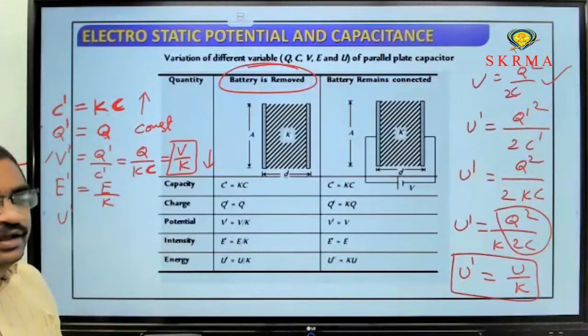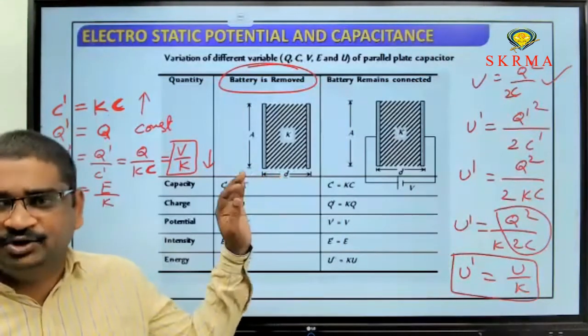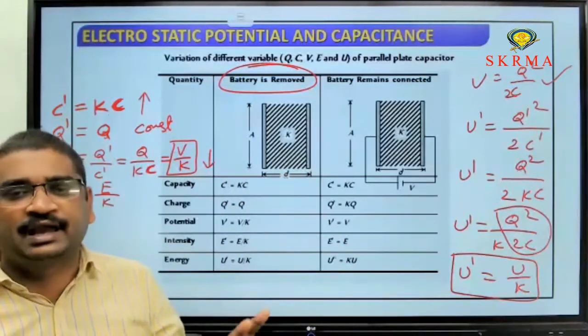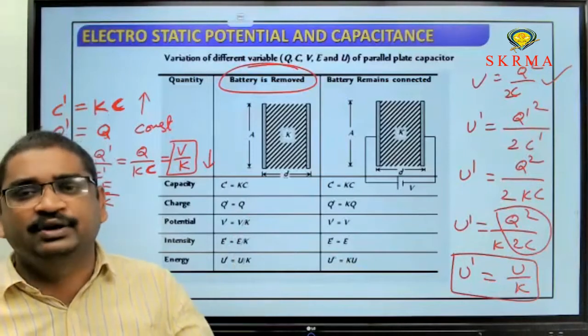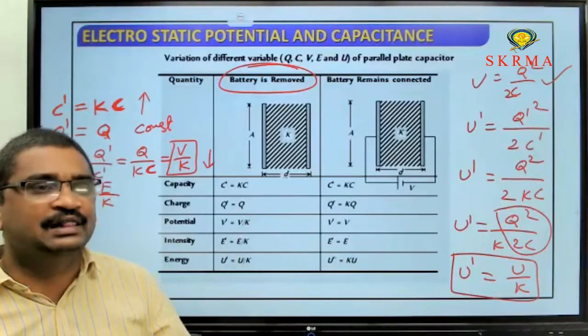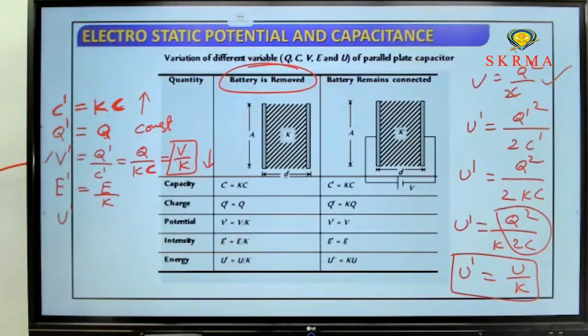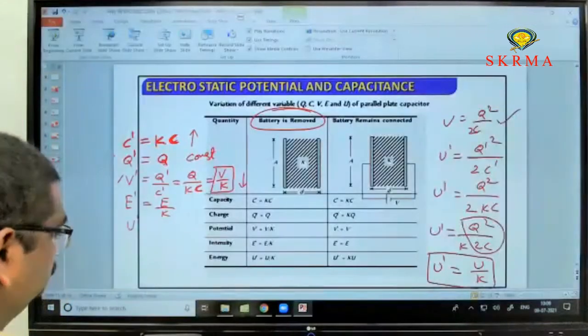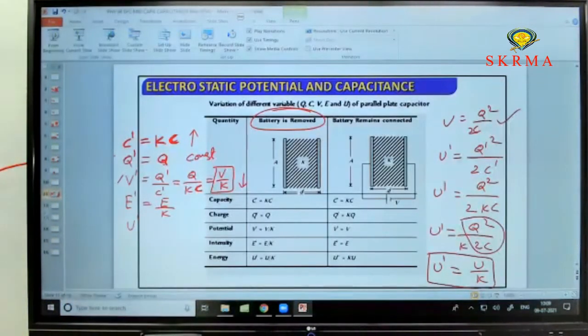Or another example, a capacitor is not connected to battery and a dielectric is introduced. Then what is the new capacitance? New capacitance is going to increase, decrease, stay same, or all the above. So based on this one, we need to finalize the answer. Is this clear, or do I need to explain once again? So let me explain this one once again.